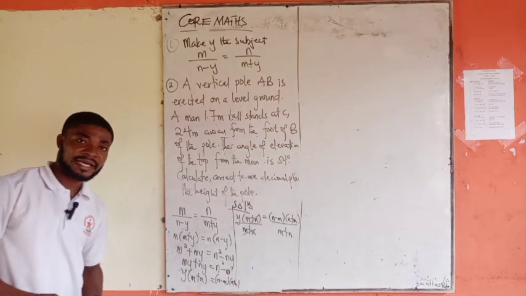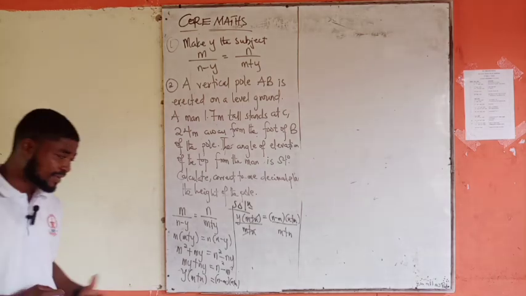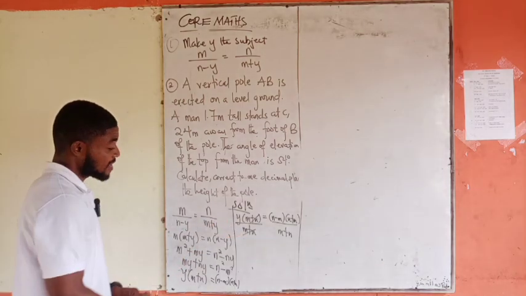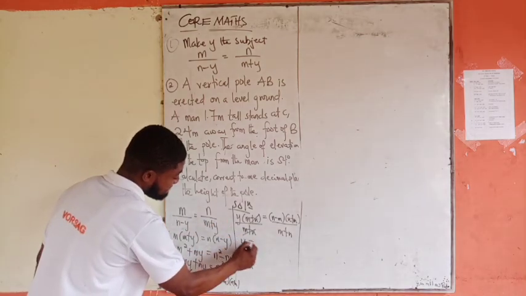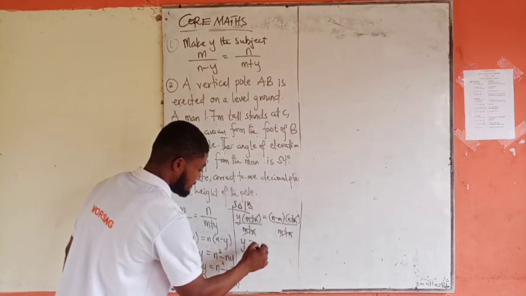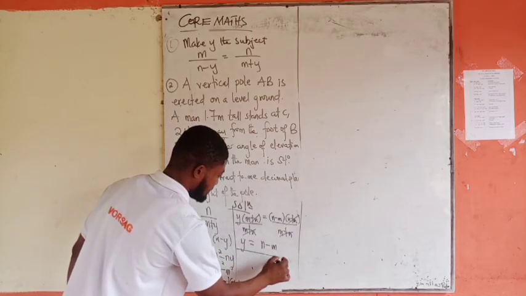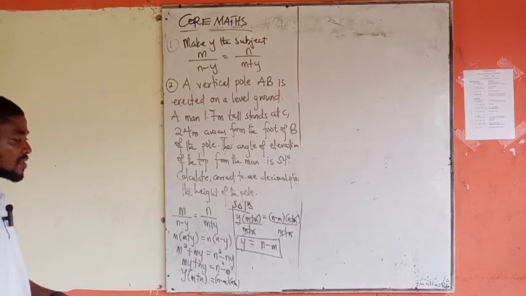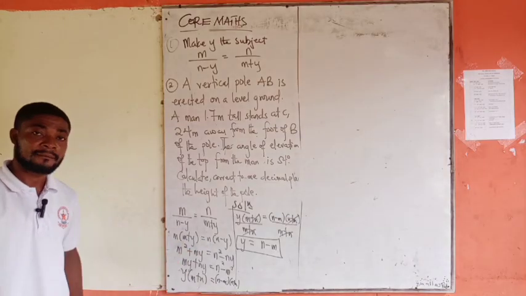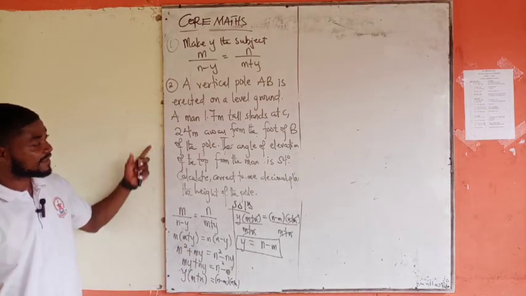Now I divide through by n plus m because it is attached to the y. So after the division, I get y. When I divide now, I get y is equal to n minus m, which is the final answer for the first question.